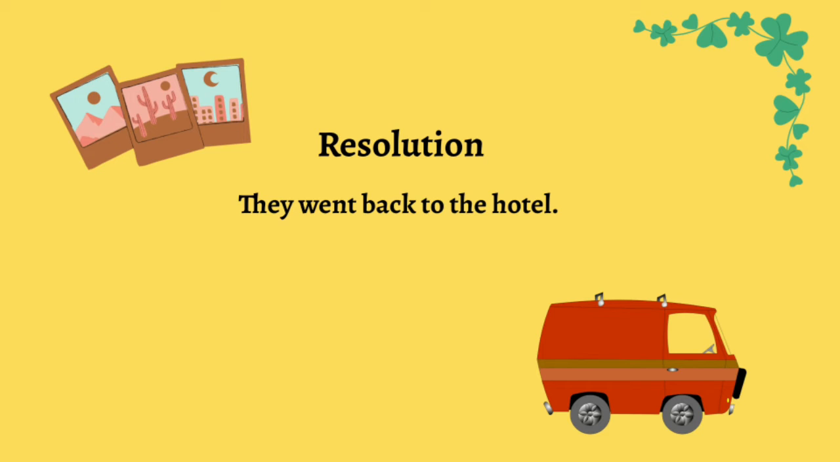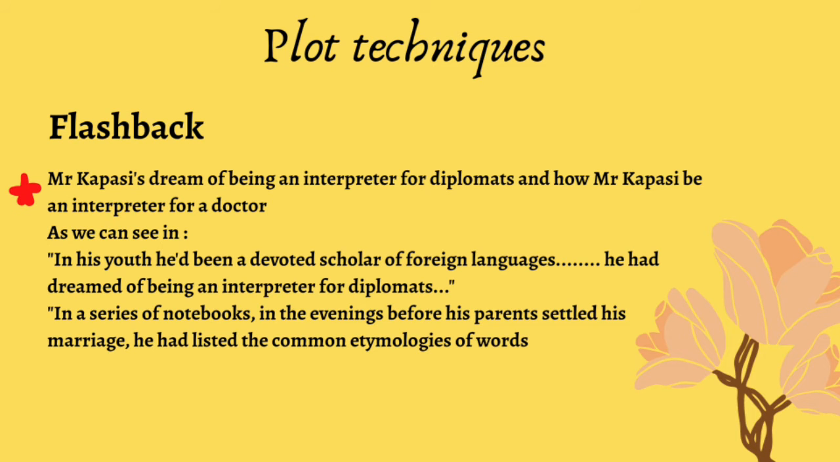Next, we will discuss the plot techniques. Interpreter of Maladies uses flashback as its plot technique. The flashbacks that we can see in Interpreter of Maladies are: first, Mr. Kapasi's dream of being an interpreter for diplomats and how Mr. Kapasi became an interpreter for a doctor. As we can see in the narrative, in his youth, he'd been a devoted scholar of foreign languages, the owner of an impressive collection of dictionaries. He had dreamed of being an interpreter for diplomats and dignitaries, resolving conflict between people and nations, settling disputes of which he alone could understand both sides.